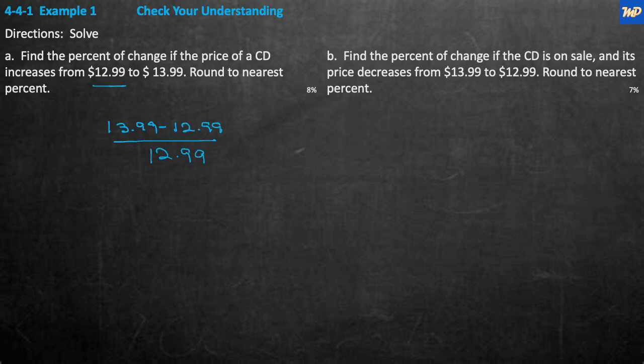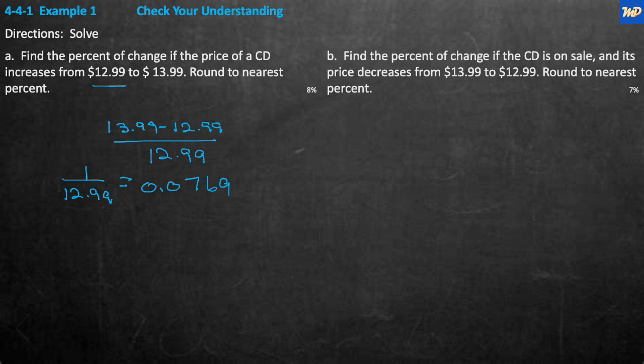$12.99 because the price is going up from $12.99. And when you do that, the answer is going to be $1, or 1 divided by 12.99, and that is equal to 0.0769.